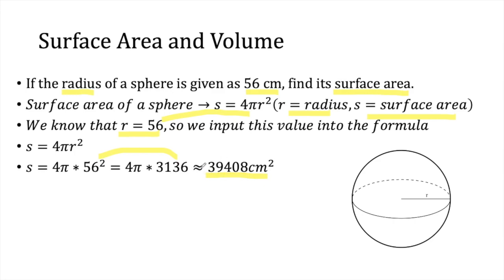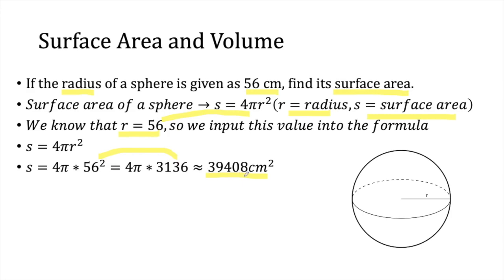Now note that we are not using an equal sign here, since this value can never be exact. Pi is an irrational number and we don't know its exact value. So this can never be an exact number. So always make sure to use the approximately equal to sign, and there's your answer.